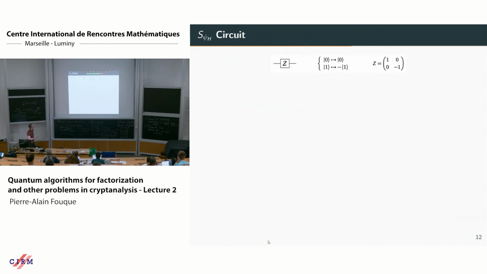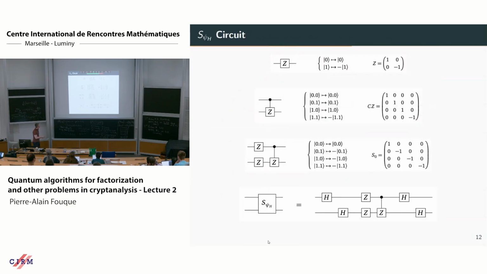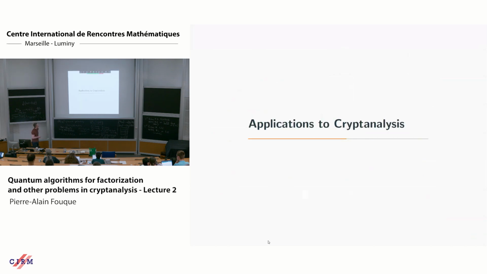So this is how it works. And then to implement it, the circuit is just the implementation of the symmetry by this angle. I just remind you that you have to apply the oracle followed by this symmetry. And this symmetry is just this short circuit. So it's possible to implement it efficiently.